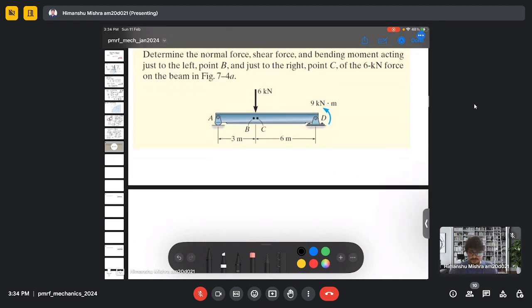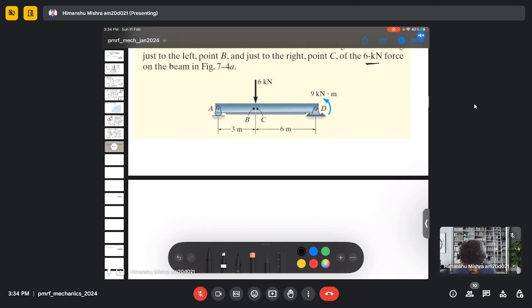So let's solve this simpler problem first. Here we need to determine the normal force, shear force, and the bending moment at the given points B and C, and we have a given external force acting on a beam, which is 6 kilonewton. So first, let me make a free body diagram.